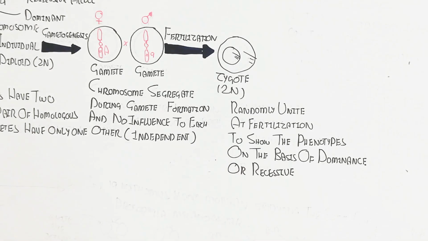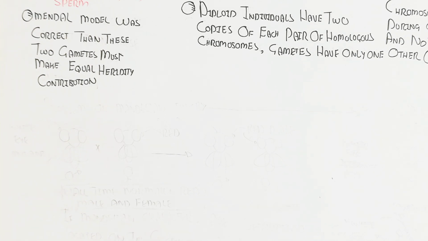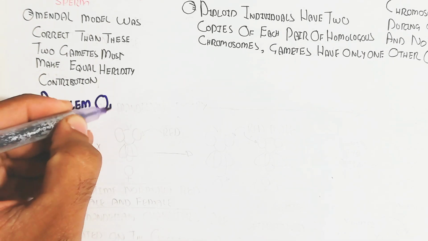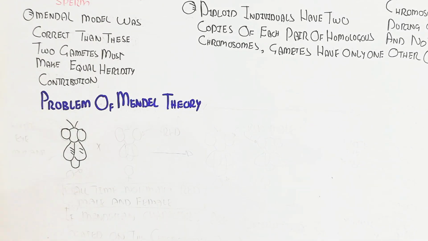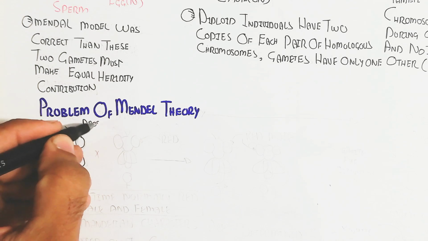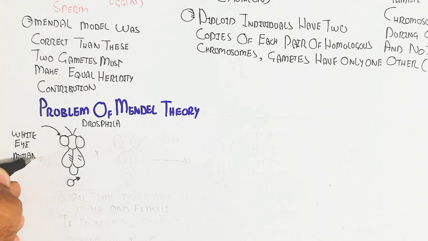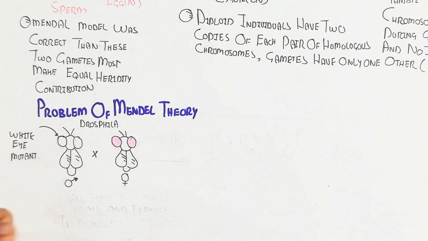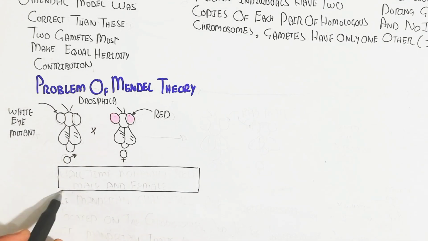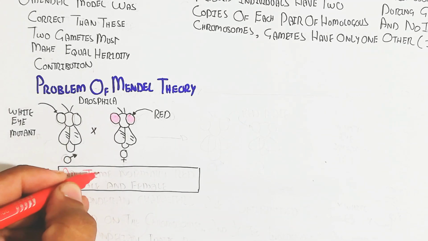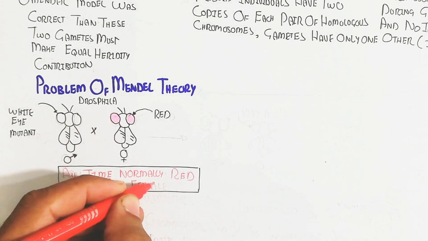Anyhow, let's begin to understand the problem with Mendel's theory. For example, we are taking the fruit fly Drosophila melanogaster, in which a white-eyed mutant male, when crossed with a red-eyed female, produces both male and female offspring with red eyes. So what does that mean? Where is the white-eye gene? That is the problem. Let's find that problem and we will solve the problem of Mendel's theory.